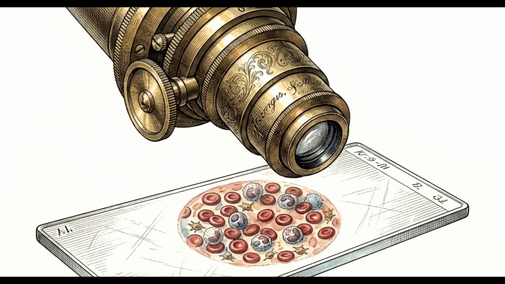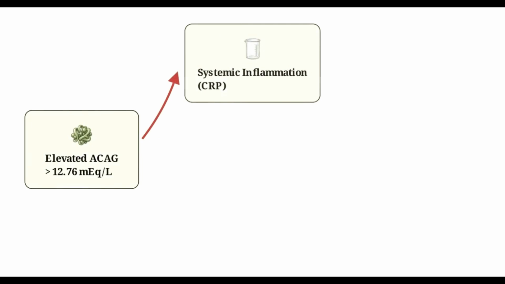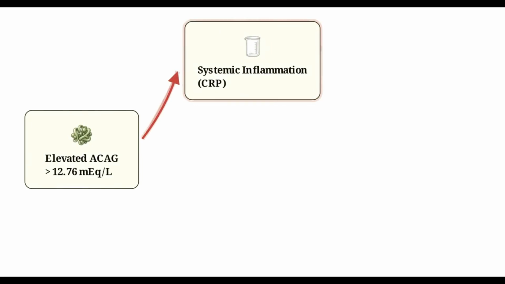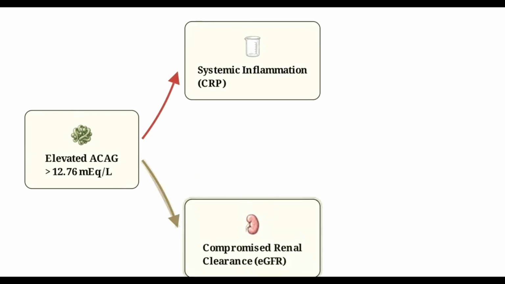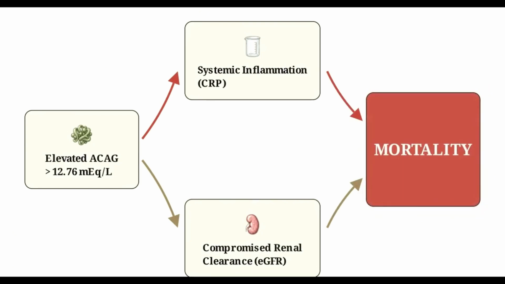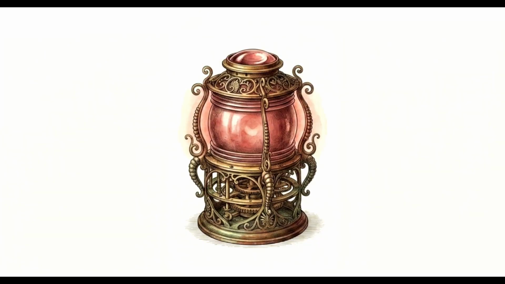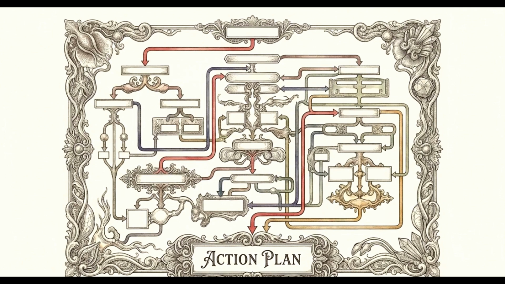Mediation analysis reveals the underlying pathophysiological drivers of this mortality spike. A significant portion is linked directly to concurrent systemic inflammation, marked by elevated C-reactive protein levels. The remaining mortality risk is mediated by compromised renal clearance, specifically a progressively reduced estimated glomerular filtration rate. Grave ACAG must be treated as a critical red flag signaling imminent, multi-system physiological failure. With the diagnosis and prognosis established, strict adherence to these algorithms must drive targeted, high-risk therapeutic interventions.